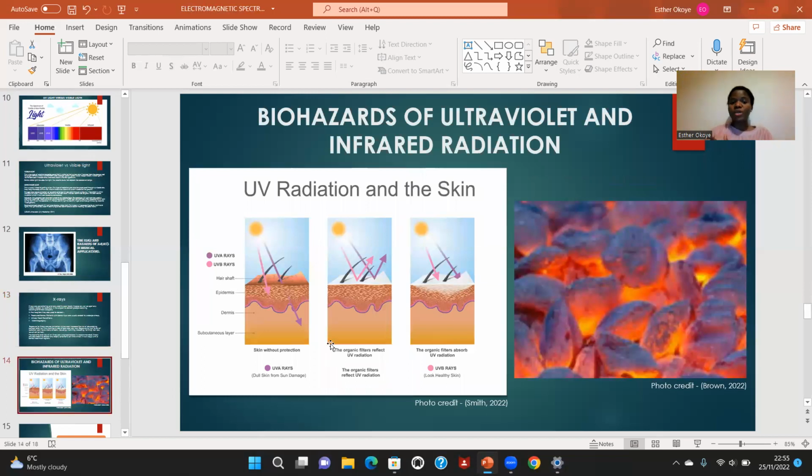treatment options. So now we are looking at the biohazards of ultraviolet and infrared radiation. Ultraviolet radiation, like I said, can pierce through your skin, can hit your skin cells, can go through the DNA, and it can damage your skin. It can damage your skin cells. Okay, we said UVA are not that harmful, but UVB, UVC can be very harmful, right?